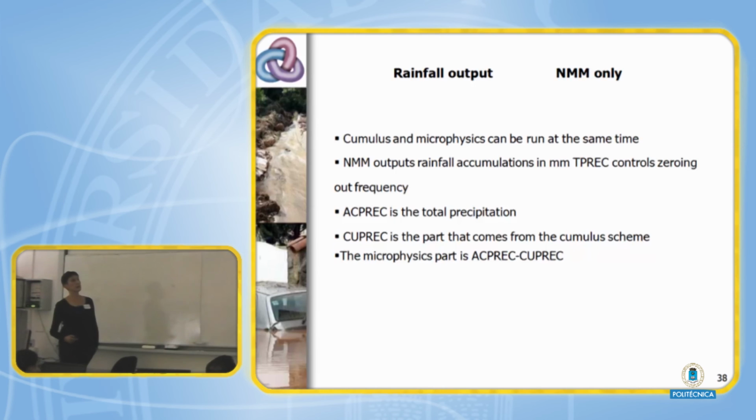And in NMM it is different, because NMM outputs rainfall accumulation in millimeters. T-press controls zeroing out at a set frequency, so it is not accumulated over the whole forecast period. AC press is the total precipitation. CU press is precipitation coming from the cumulus scheme, and the microphysics part is AC press minus CU press.